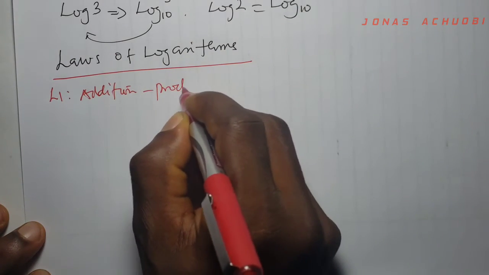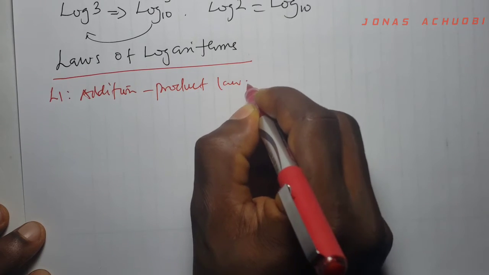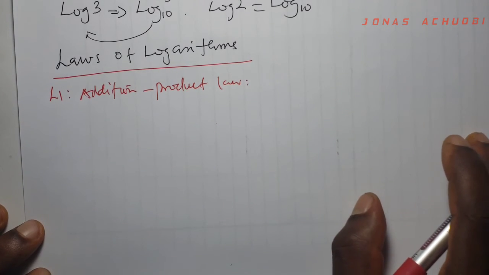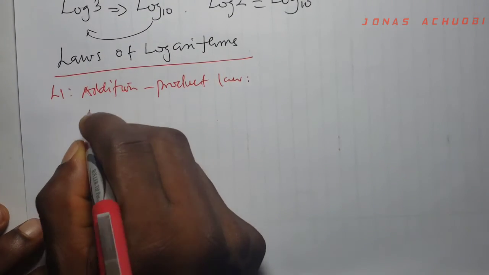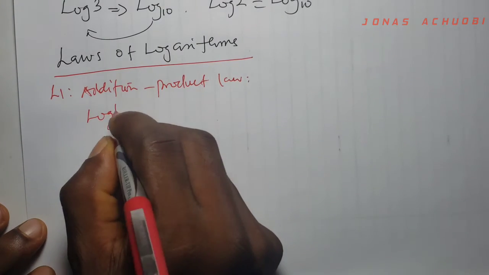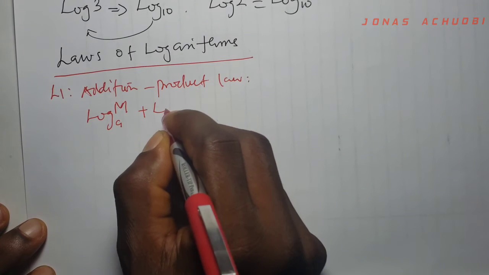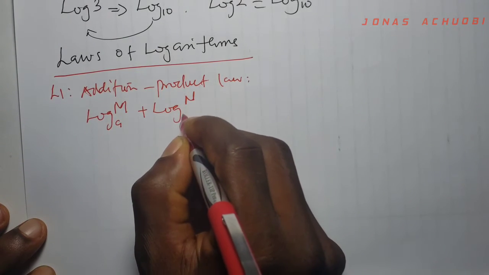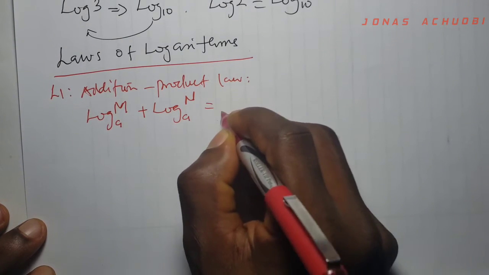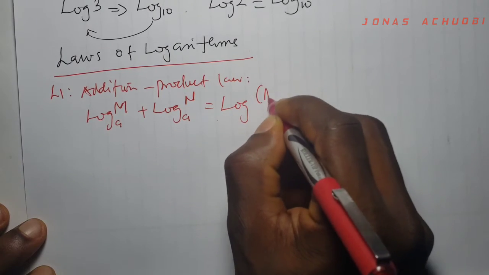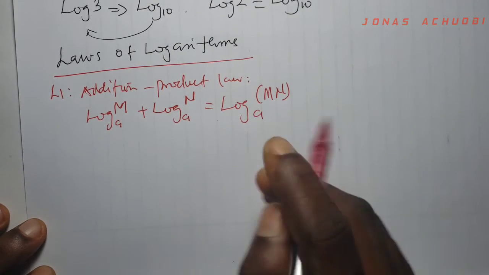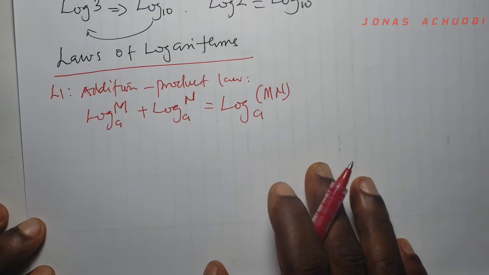Sometimes you can call it the product law. Addition product law of logarithms. It states the following: that the logarithm of a number, say m, in a particular base a, plus the logarithm of a number, say n, in the same base a, is equal to the log of m times n in base a. What this is saying is very, very simple.